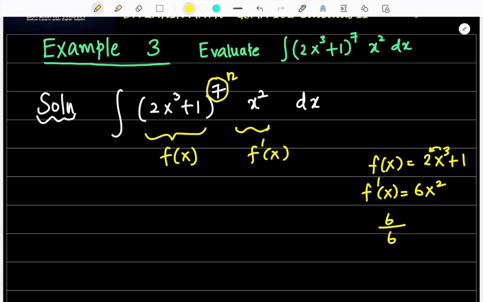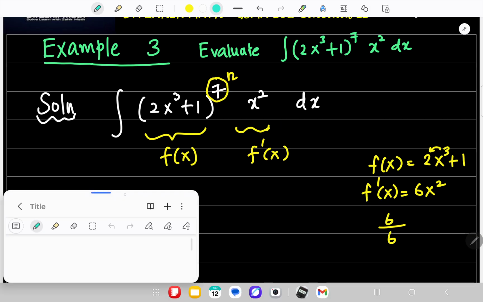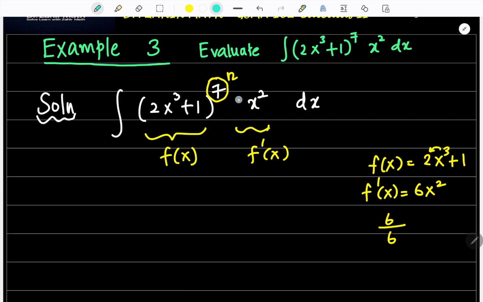Nothing wrong, right? So I'm going to divide by 6 and multiply by 6. Better I will write in the front so that you will not be confused. So I'll write 6 here and I will write 6 here. Don't forget this 6. Keep in your mind, you have to take it to the final answer. Now what is your f dash of x? Your f dash of x is 6x square, which is exactly correct. So this is f of x to the power of n and this is f dash of x into dx.